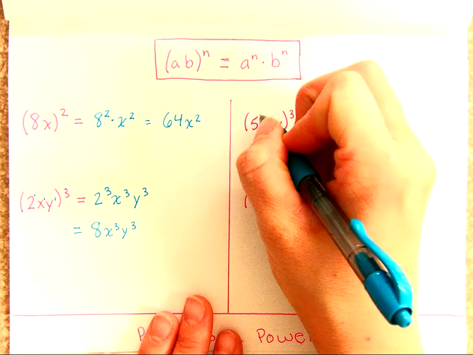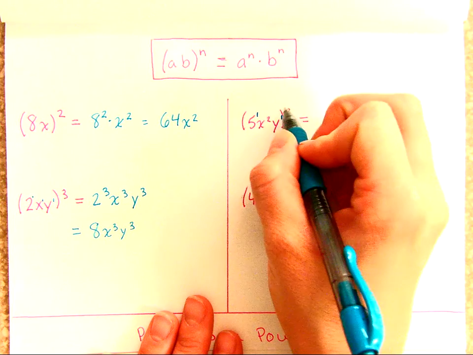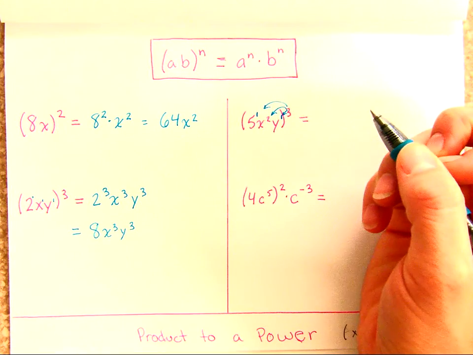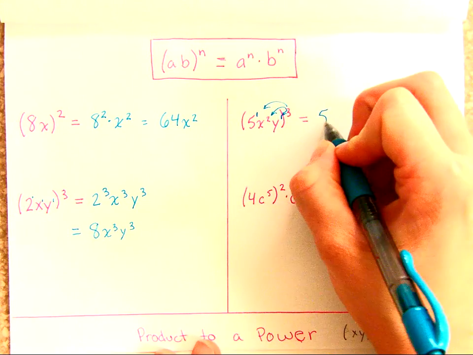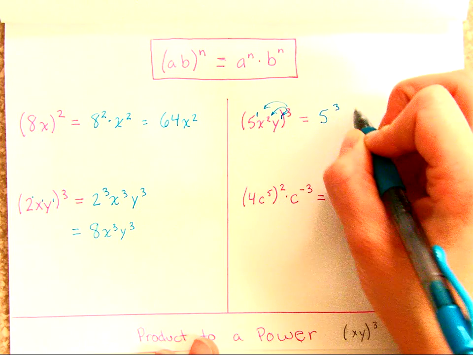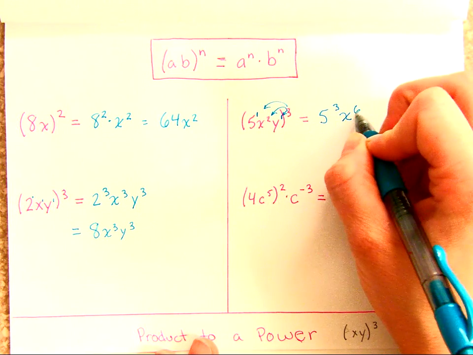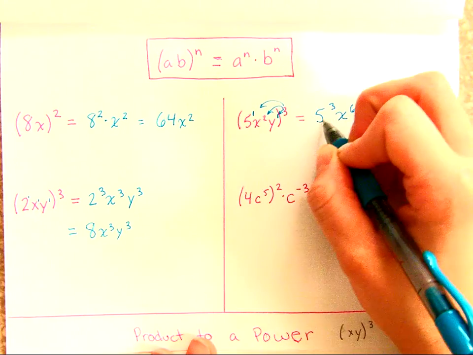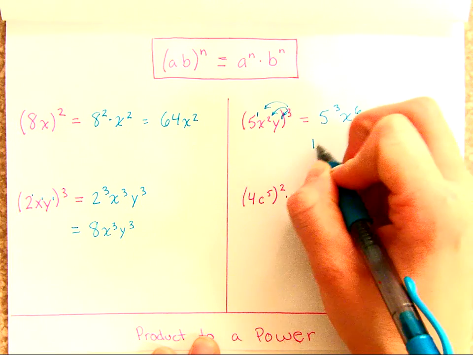So remember, there's a 1 there, there's a 1 there. So we got to distribute this 3. Distribute means multiplication. So this becomes 5 to the third power. This becomes x to the 6th power, y to the 3rd power. 5 to the 3rd power simplifies to be 125.